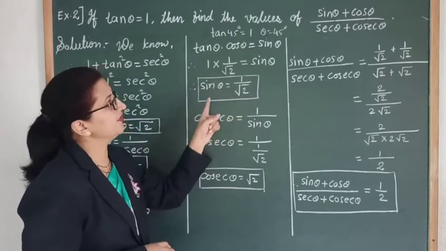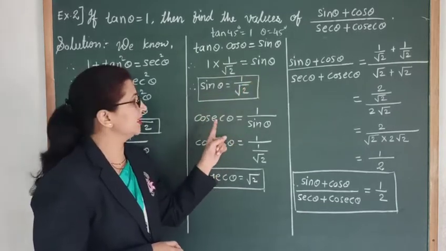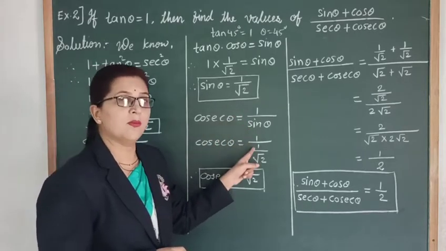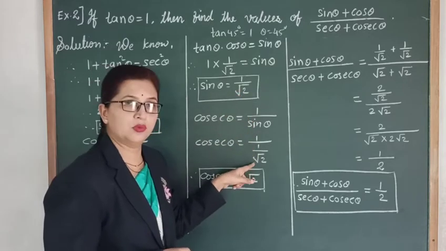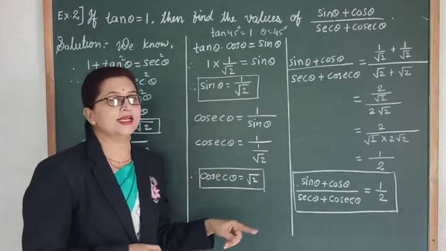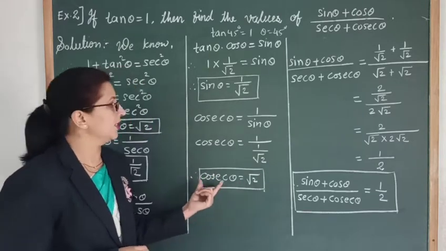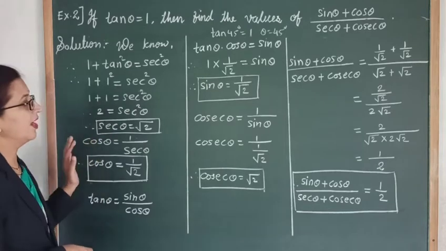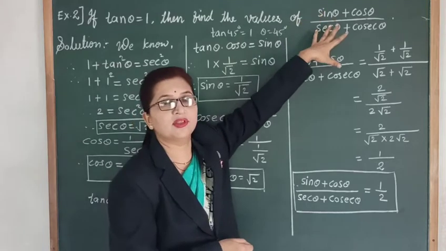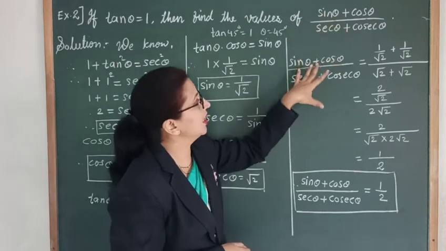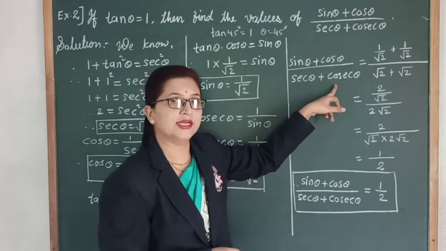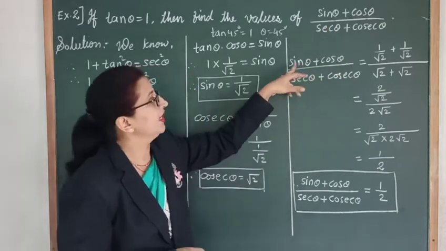Now next we want to find out cosec theta. Cosec is the inverse of sin theta. So here cosec theta is equal to 1 upon sin theta, which is 1 upon root 2. So the denominator becomes the numerator. So here cosec theta is equal to root 2. So, students, here we have got the values of all the four ratios which we require to find out the value of this. So let's write down this: sin theta plus cos theta upon sec theta plus cosec theta. So let's put the value of each ratio.